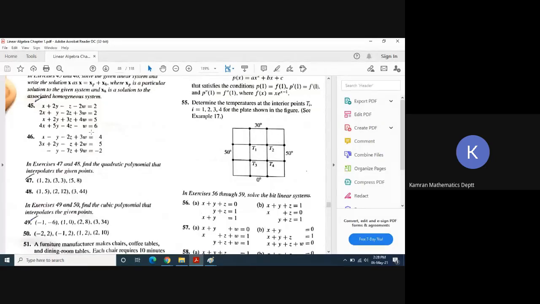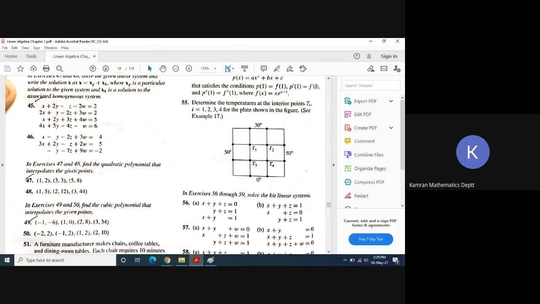Next, 47 and 48 and 49 and 50. They are similar questions, but here we have to solve 4 equations, and here we have to solve 3 equations. So 47 and 48 are comparatively simpler than 49 and 50 computationally. Here less computation will be required, so I will solve one of them.